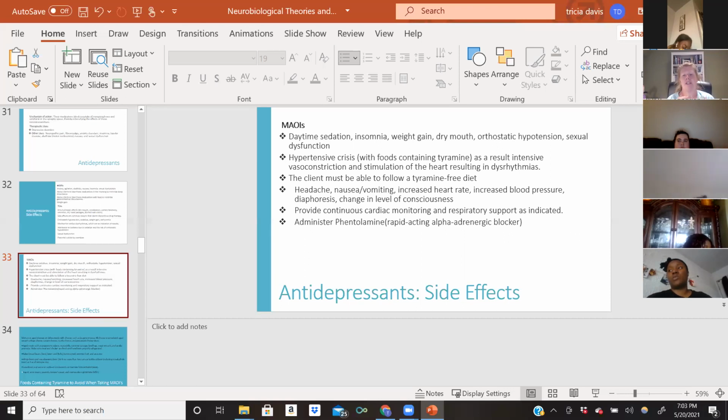It can cause headache, nausea and vomiting, increased heart rate, increased blood pressure, diaphoresis, and in some patients, a change in level of consciousness. If you were to see this in the clinical setting, you would provide continuous cardiac monitoring. So they're going to be on a telemetry monitor, and then respiratory support as needed. And you could also administer phentolamine, which is a rapid-acting alpha-adrenergic blocker that would help counteract some of these cardiac symptoms that you are seeing.